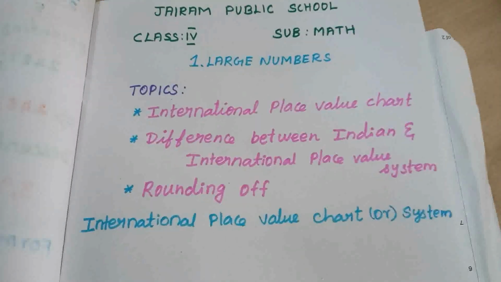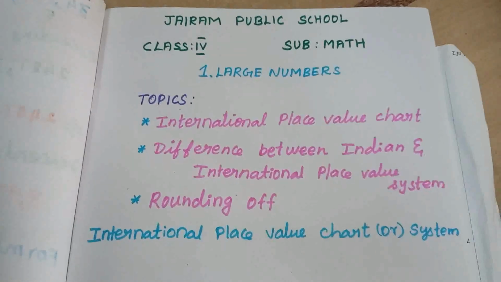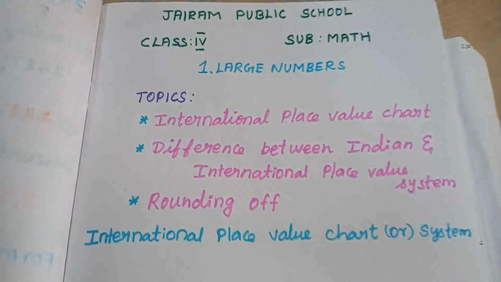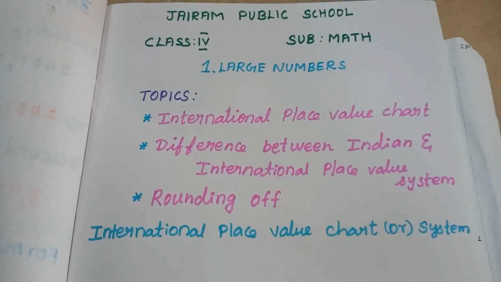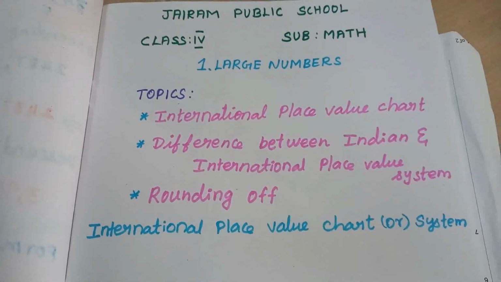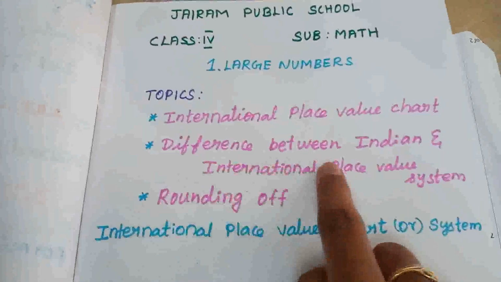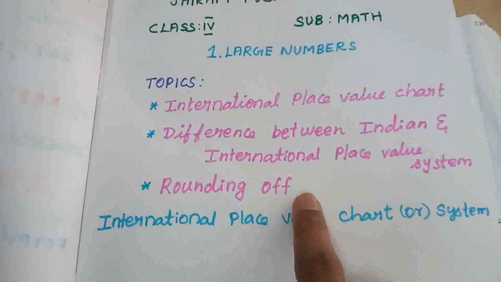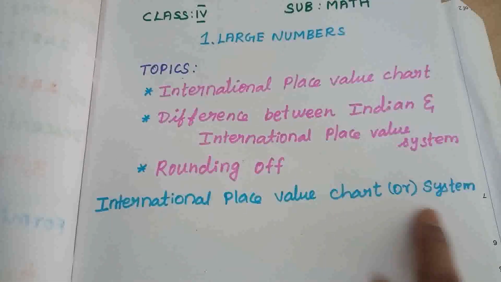In the previous session we discussed comparing and ordering numbers, forming numbers, and successor and predecessor. I hope everyone understood that concept clearly. Good. Today we start to discuss the next topics: the international place value chart, the difference between the Indian and international place value systems, and rounding off. First we have to see the international place value chart or system.